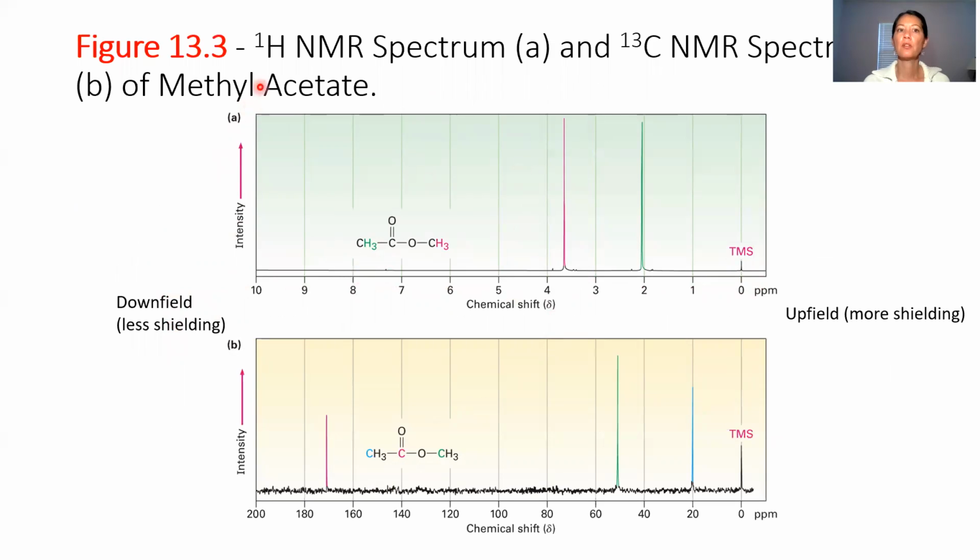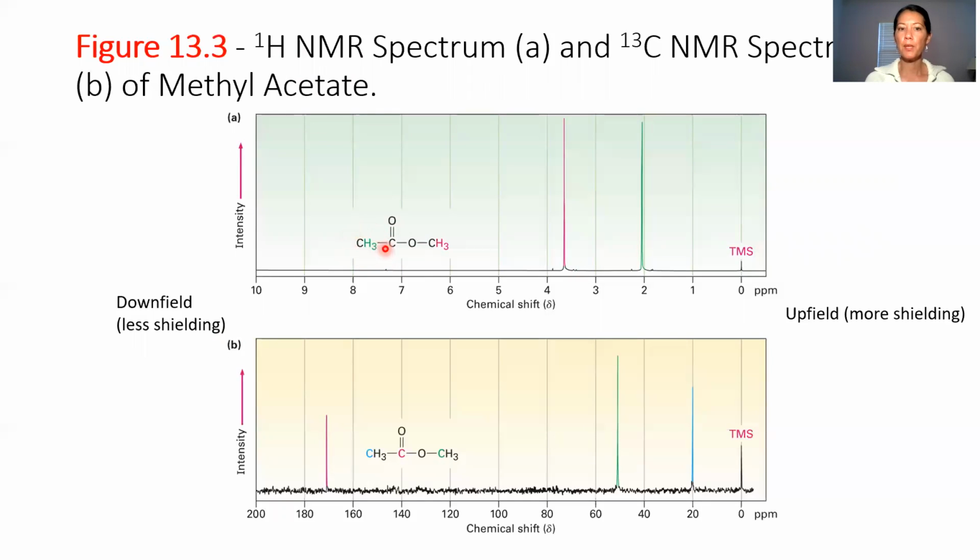This top spectrum is a proton NMR spectrum of methyl acetate, shown here. The lower spectrum, B, is the carbon, the C13 NMR spectrum. So just focusing on the proton NMR, what the proton NMR spectrum will give you are peaks corresponding to the different types of protons. So it's not going to give you info about the different types of oxygens. It's only spitting out a peak for the different types of hydrogens. So look at this molecule here.